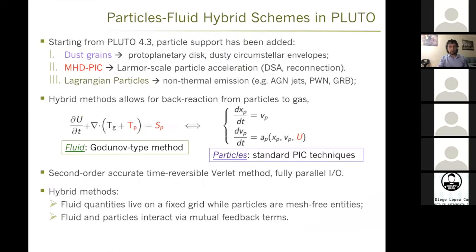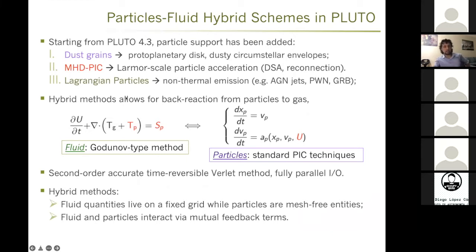Anyway, now let's go into the fun part of the talk, which is really the fluid-particle hybrid scheme. This is a new feature that has been introduced starting from PLUTO 4.3, and we have enabled 3 kinds of different particles: dust grains to model proto-planetary disks, MHD-PIC to model large-scale particle acceleration, and Lagrangian particles. Now, while the first one has to do with proto-planetary disks, the latter ones are more suited to high-energy astrophysics. But the concept is very similar for all of them.